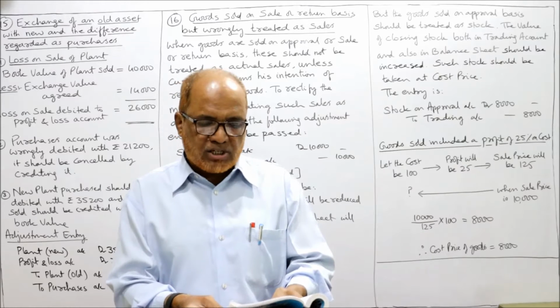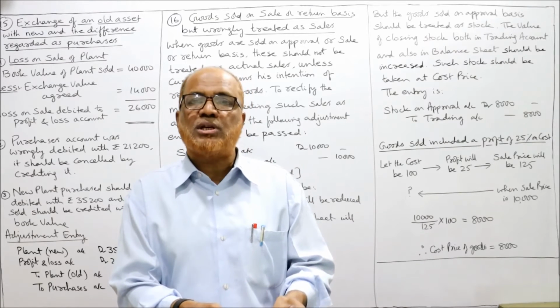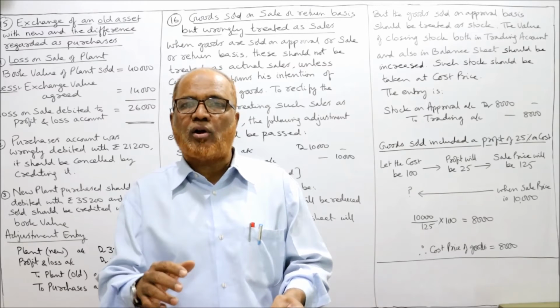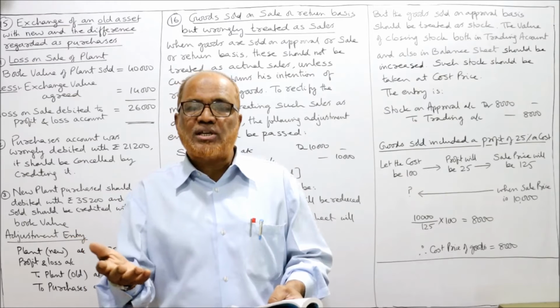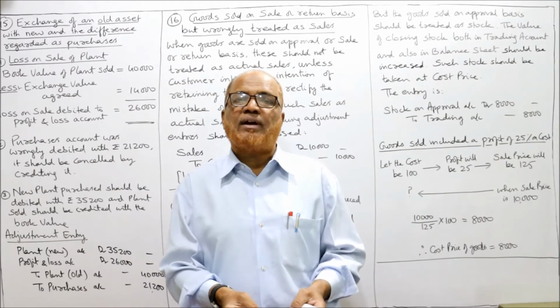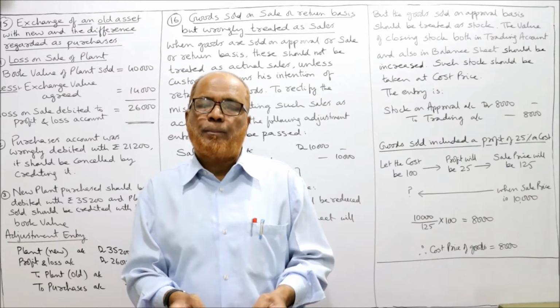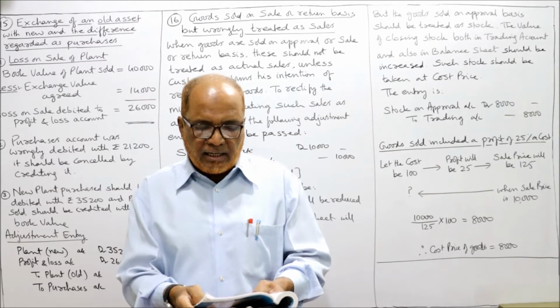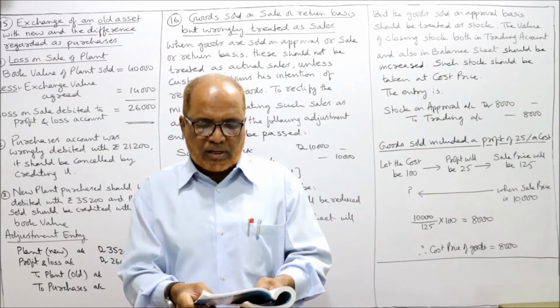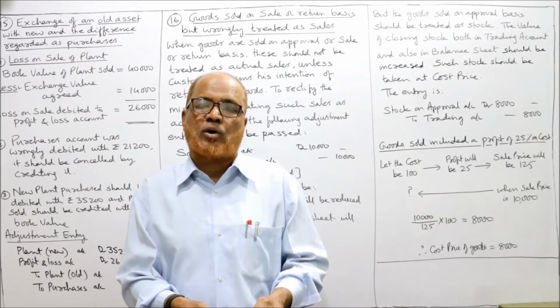In part exchange for a new plant costing 35,200. That means we are not selling for cash. We are exchanging for a new plant of 35,200 rupees. The cost of the new plant is 35,200. The net invoice of rupees 21,200 was passed through the invoice book.